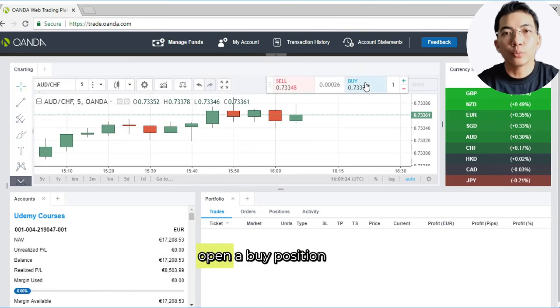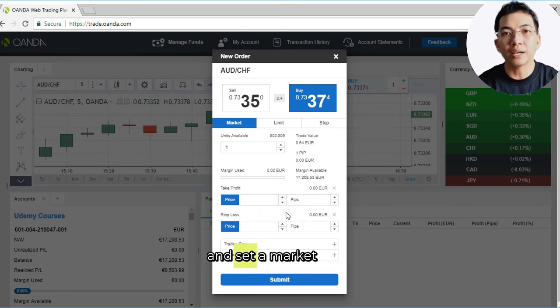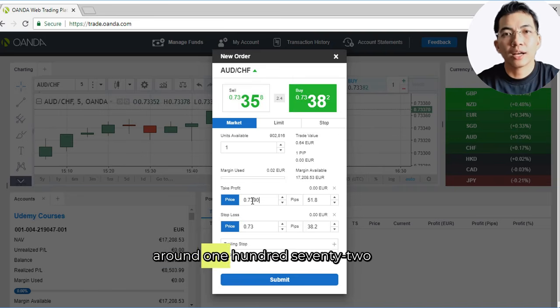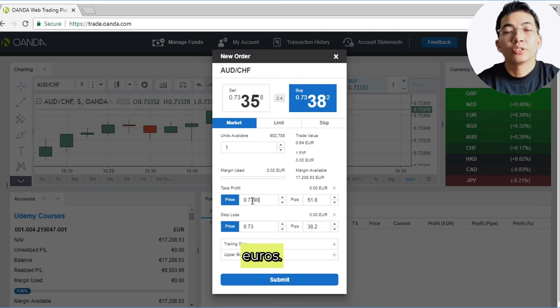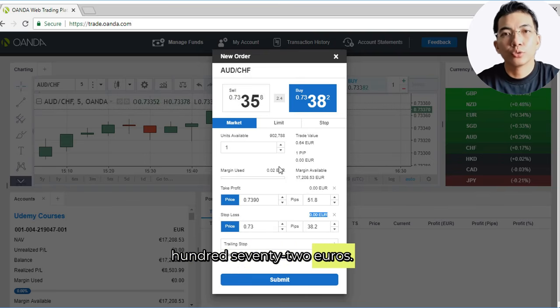So I want to open a buy position and set a market order with a stop loss at 0.73 and a take profit at 0.7390. What about the units? I want to risk 1% of my account, and in this case 1% is around 172 euros. So I want a stop loss of 172 euros. To do so, I need to select the correct amount of units.